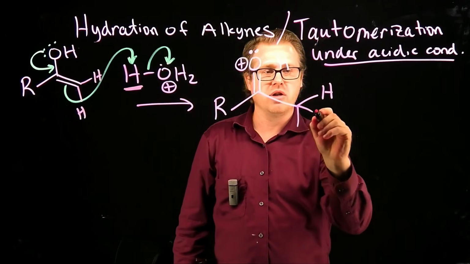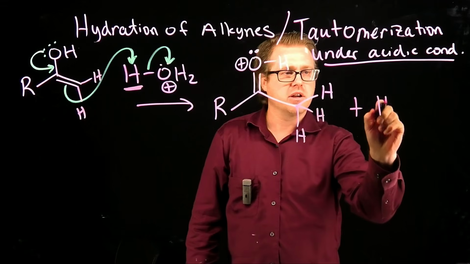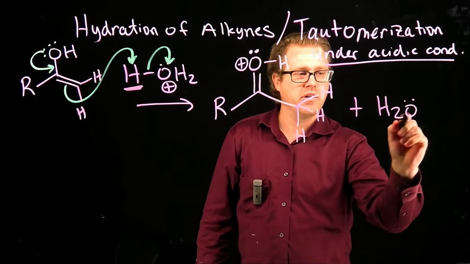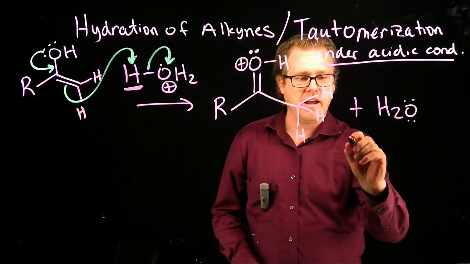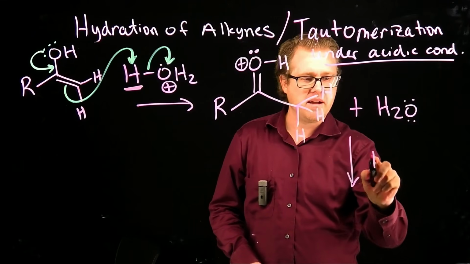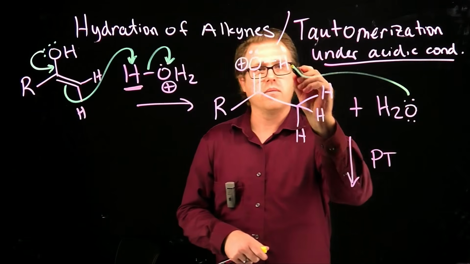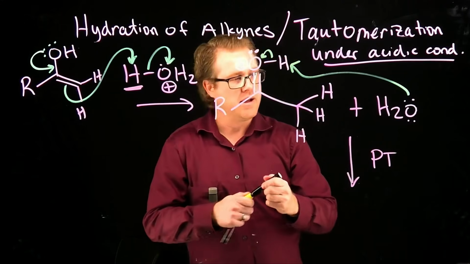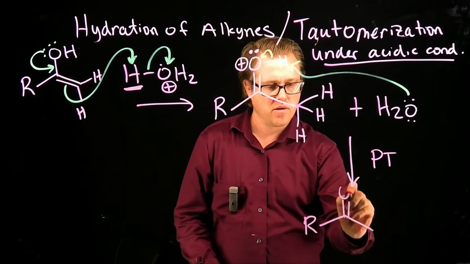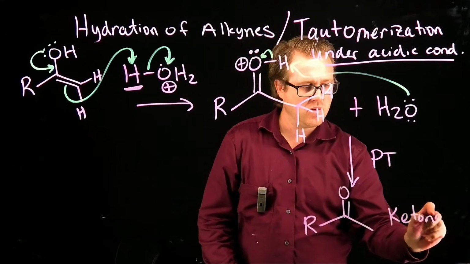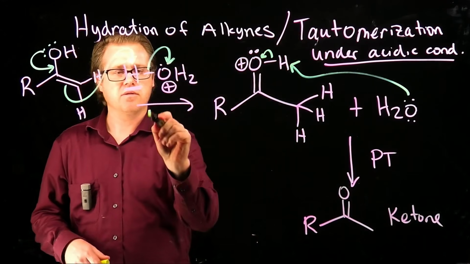So what do we have? We have a total of 3 hydrogens right there. And then we generated what? The conjugate base of our hydronium, which is just water. And then we are going to have a proton transfer step where the water is going to come and deprotonate that to get rid of the positive charge. And there we have our ketone. What was this step called? That is also a proton transfer.